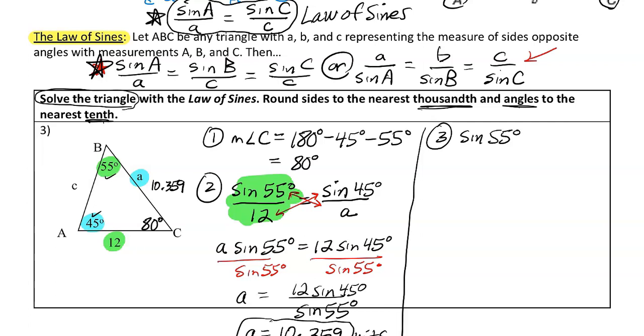We have to use the law of sines again. We cannot use the Pythagorean theorem. If you pause to think about that, we can't use it because it's not a right triangle. So we have to use the law of sines again. We'd have sine 55 over 12. Now we're looking for this side C, so we're going to use the angle opposite of C, which is sine of 80 degrees over the side length C.